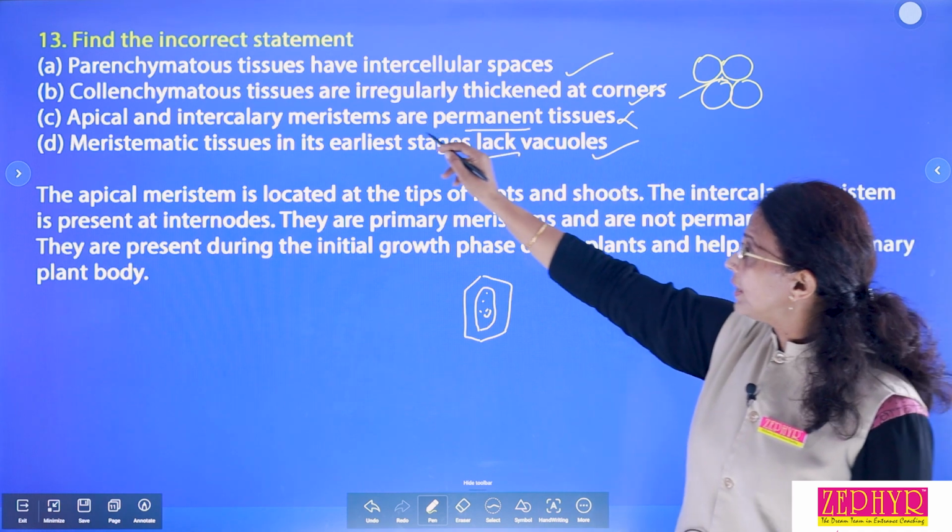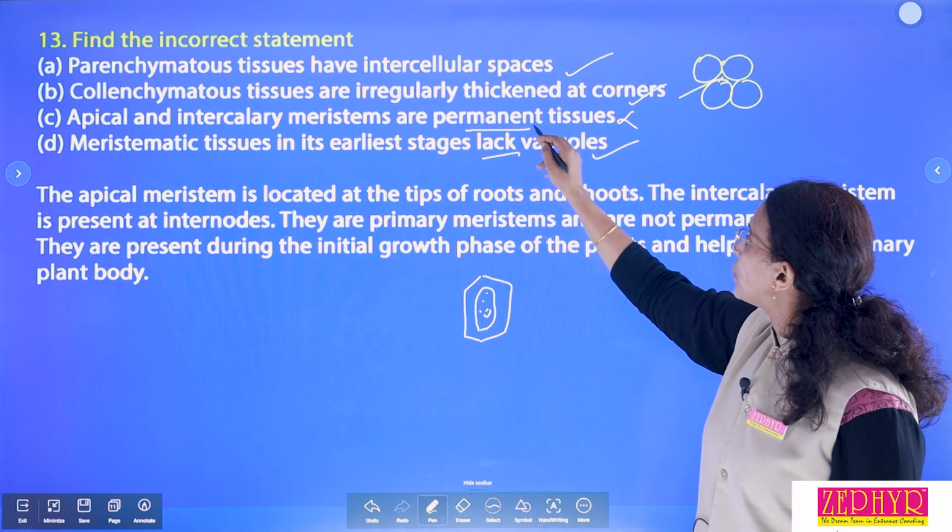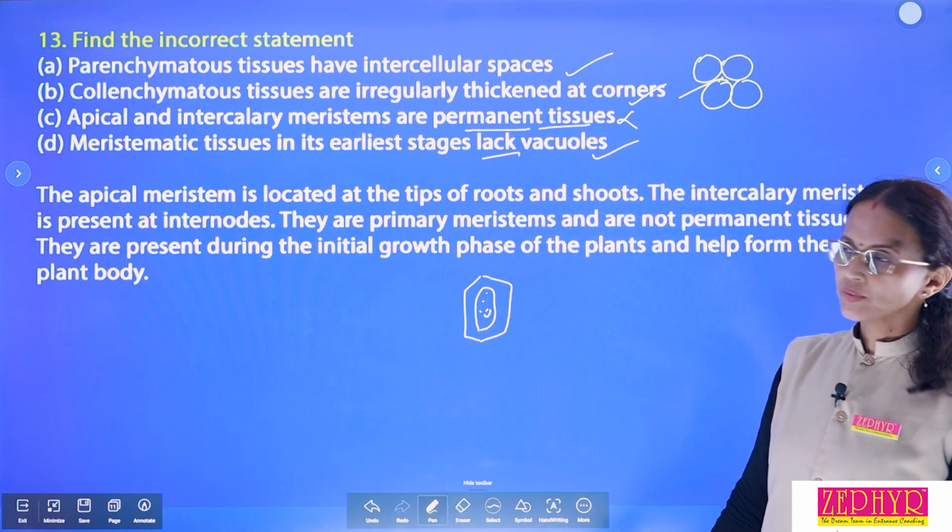Also correct. Then the question is to find the incorrect statement. Which is the incorrect statement? The third one is the incorrect statement.